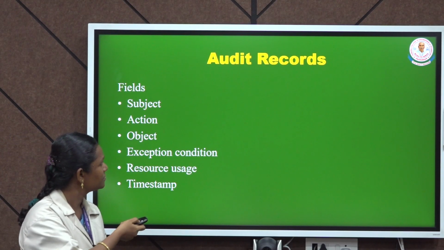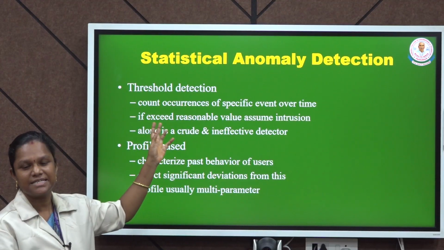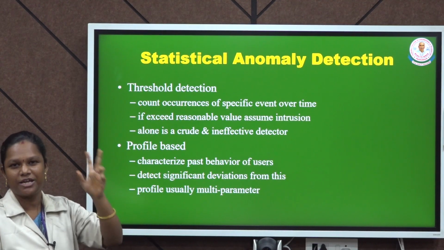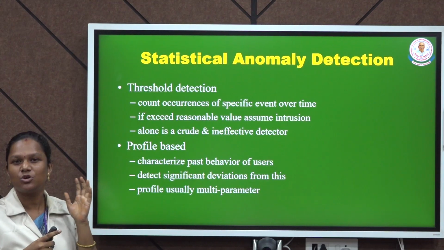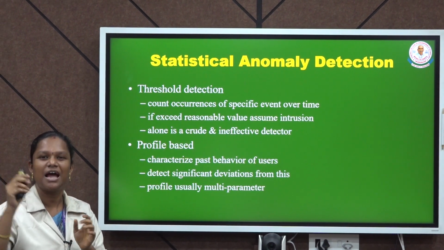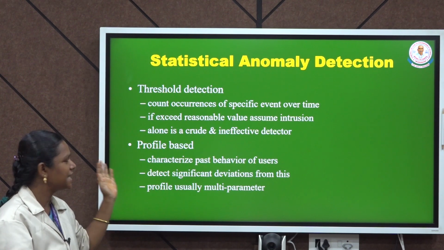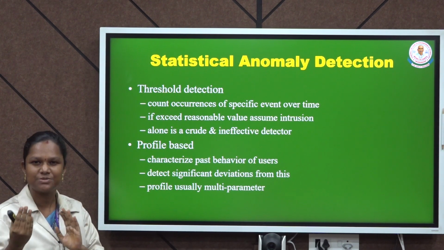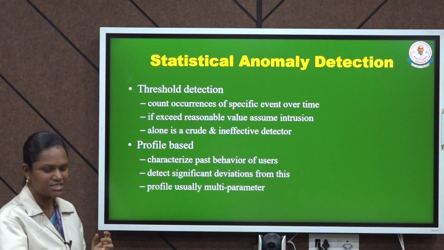Next one, statistical anomaly detection. Statistical anomaly detection has two techniques. One, threshold based. Second one is profile based. Threshold based means we have to already define the boundary limit and find the activities and behavior of the system. Second one, profile based. Profile based means we have to develop the profile of the activity of each behavior of the system.